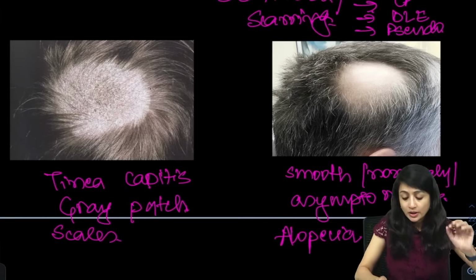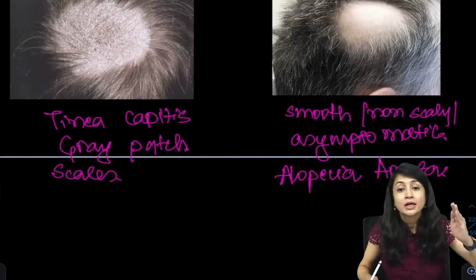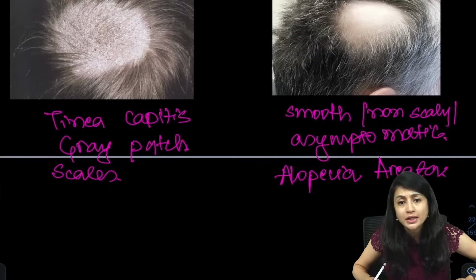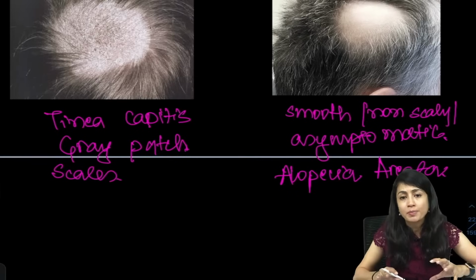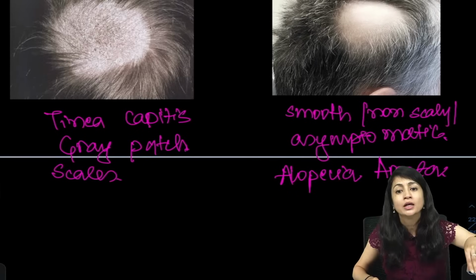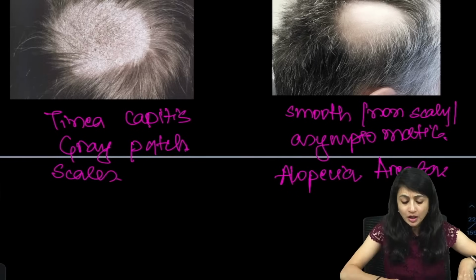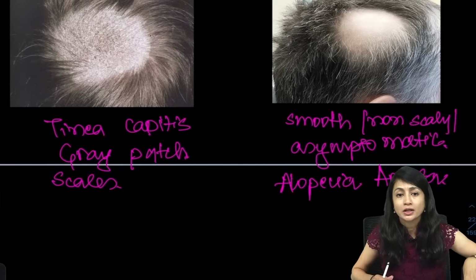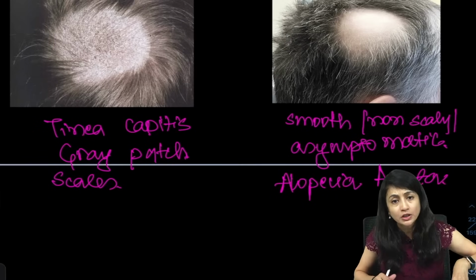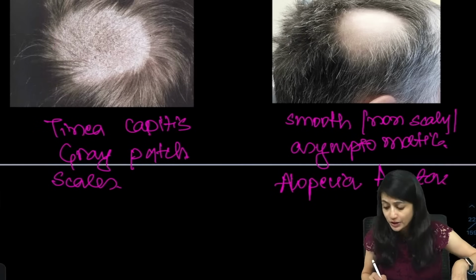Right? So, please remember these points. If it is smooth, non-scaly, you see a normal skin and just a patchy alopecia which is asymptomatic, this will be alopecia areata. However, if there are scales, you would mark it as tinea capitis. And which particular type? Grey patch type of tinea capitis.